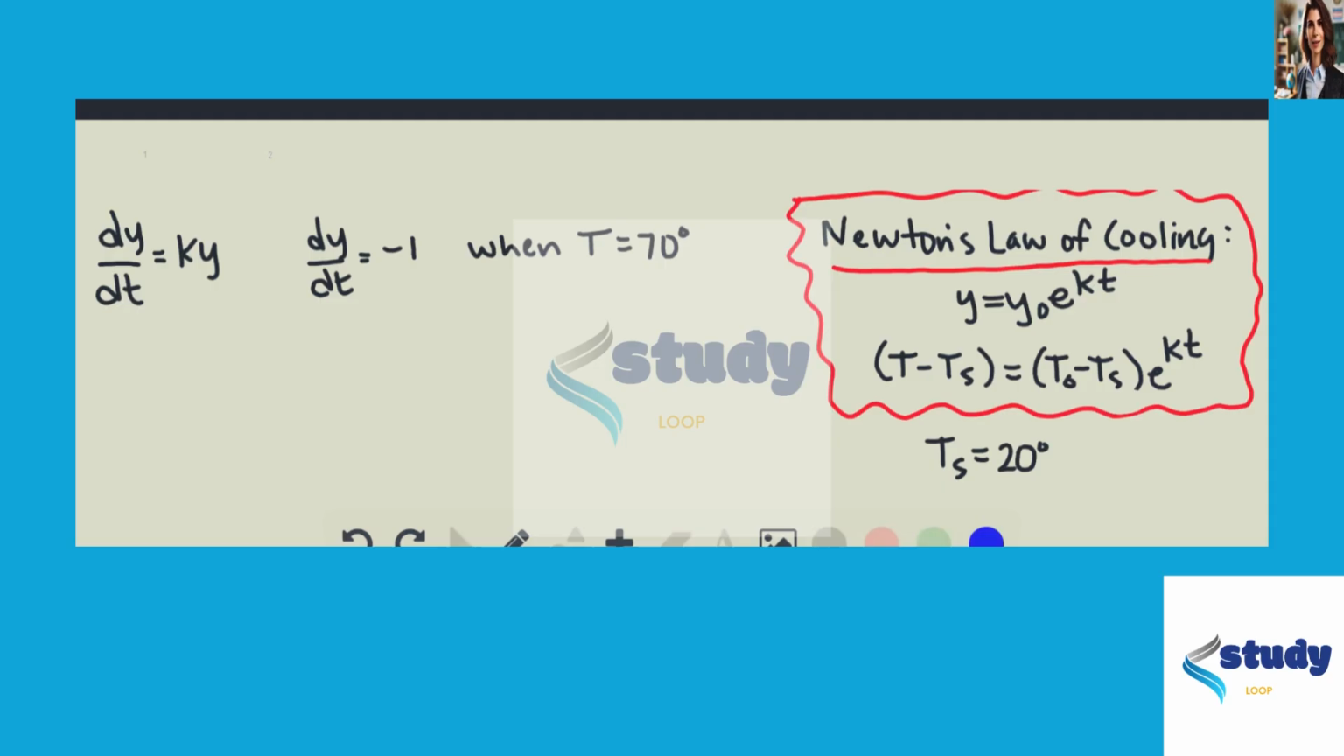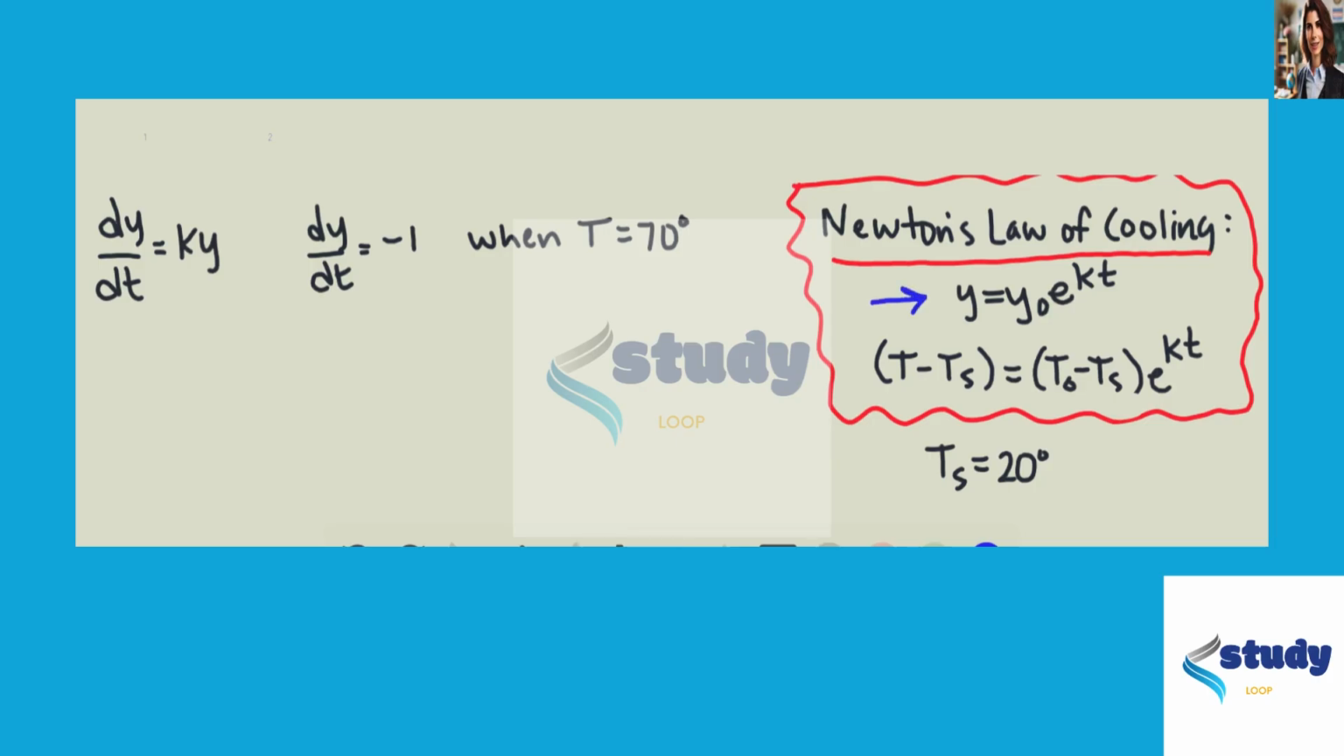Here we have a Newton's law of cooling problem, and Newton's law of cooling is based on the same kind of exponential function relationship as all the others in this section that we've learned. The background of that is the differential equation. The rate of change is proportional to the y value: dy/dt equals k times y.